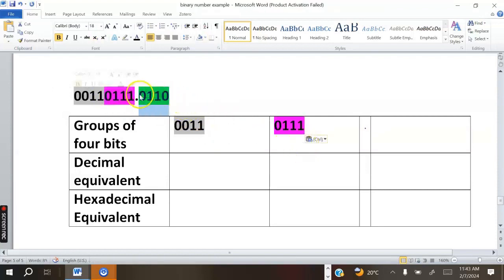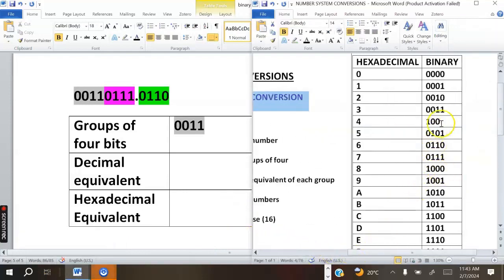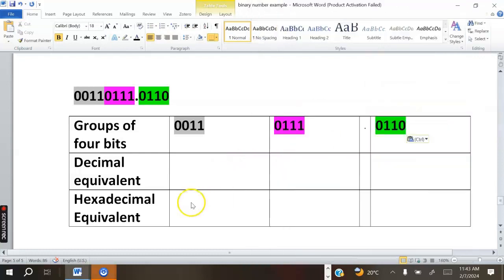Then the other group, we have a point, then the last bunch, 10. Then after that, the next step is to use our table to get the value for 0, 0, 1, 1. This is equivalent to 3, as you can see. This is our 3 in binary to hexadecimal, and 3 is also the same as 3 in the decimal number system.